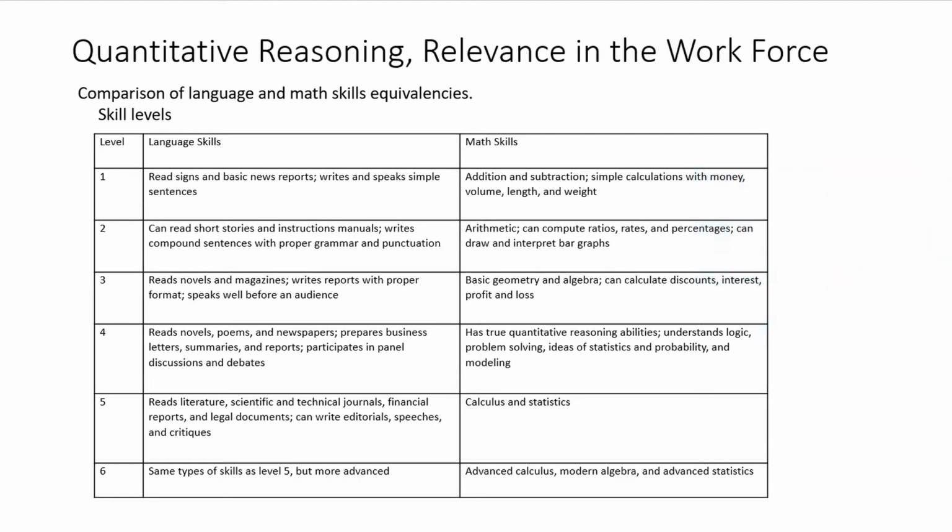Level 5 reads literature, scientific and technical journals, financial reports, and legal documents, can write editorials, speeches, and critiques. The corresponding math skill, calculus and statistics. Level 6, same types of skills as Level 5, but more advanced. And the Level 6 math is advanced calculus, modern algebra, and advanced statistics.